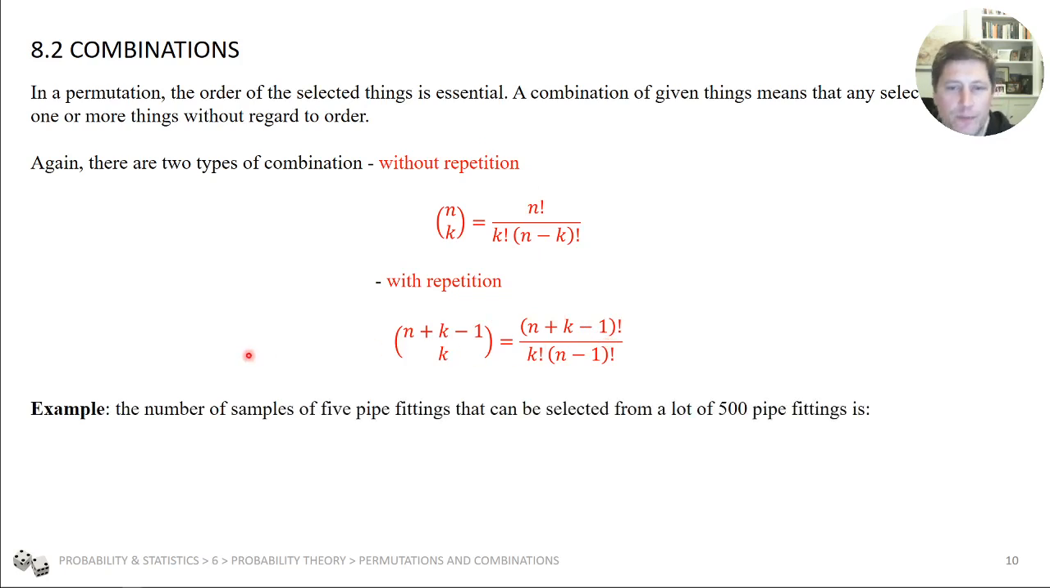So for example, we are taking 5 pipe fittings that can be selected from a lot of 500 pipe fittings. How many ways are there to do that? Well, if you're just taking one out of a box of 500, you can't have repetition. Once you've taken it out, it's not there anymore, so you can't repeat it. So in that case, you'd have 500 factorial divided by 5 factorial multiplied by (500 minus 5) factorial, and that would come to a massive 255 and a bit more billion combinations.